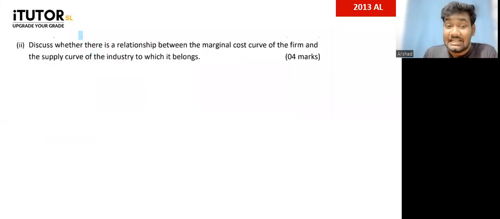Interesting question. Discuss whether there is a relationship between the marginal cost curve and the supply curve of the industry. Now remember, guys, do you all remember that the marginal cost curve above the average variable cost is the supply curve of the firm? Here they are not saying that. Here they are saying, is there a relationship between the marginal cost and the supply curve of the industry?